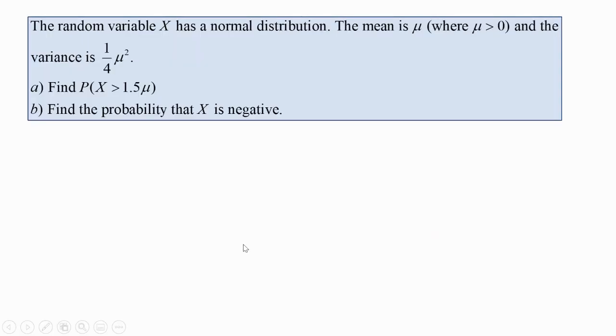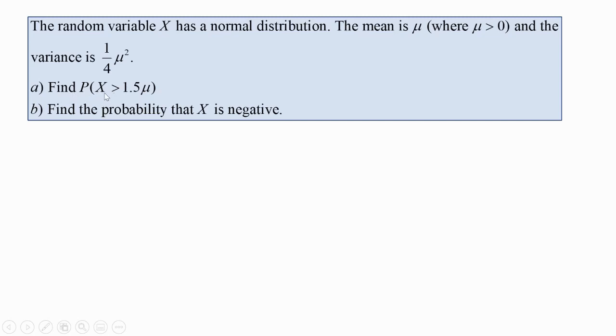Okay, this one is an interesting one. I think she's asked it once or twice. The random variable x has a normal distribution. The mean is mu, and they've told us that mu is greater than 0. And the variance is a quarter mu squared. This one you could panic at in the beginning, but if you follow the formula, you can't go wrong.